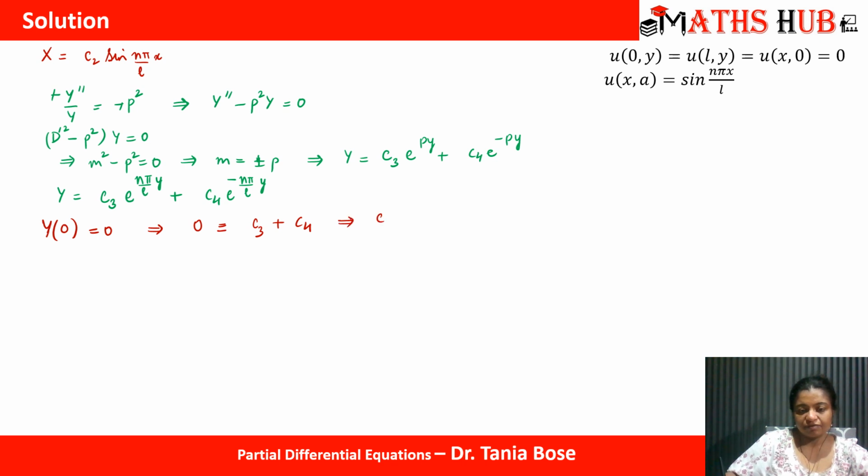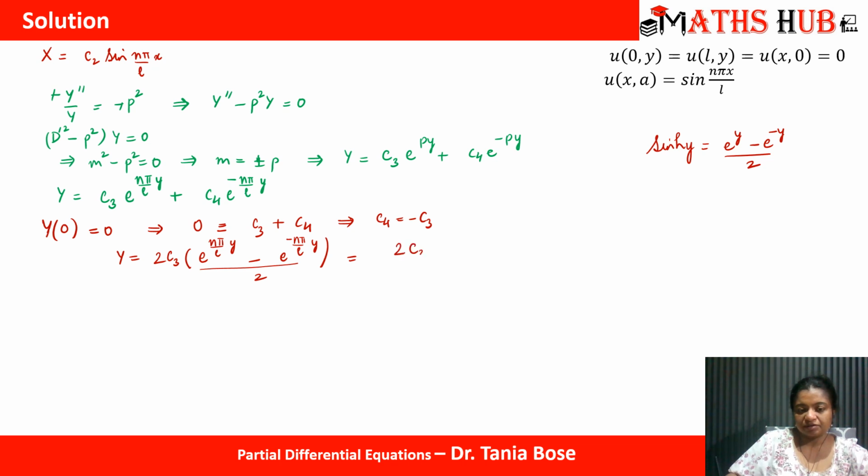So, this implies C4 is equal to minus C3. So from here, y turns out to be C3 multiplied by e raised to power n pi by L into y minus e raised to power minus n pi by L into y, right? Now we also know that sine hyperbolic y is e raised to power y minus e raised to power minus y by 2. So we can multiply by 2 and divide by 2. So I can write this expression as 2 times C3 sine hyperbolic, the angle is n pi by L into y, right?